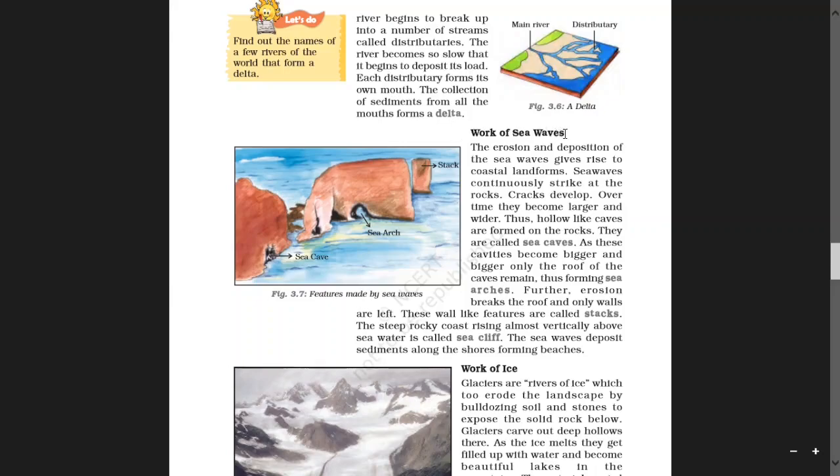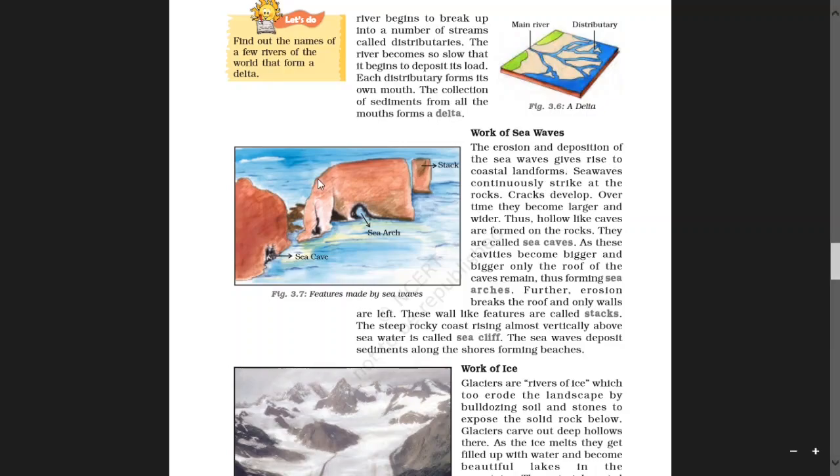Work of the sea waves. The erosion and deposition of the sea waves gives rise to coastal landforms. See, the erosion, the breaking down, and the deposition, the piling up, of the sea waves gives rise to the formation of coastal landforms.